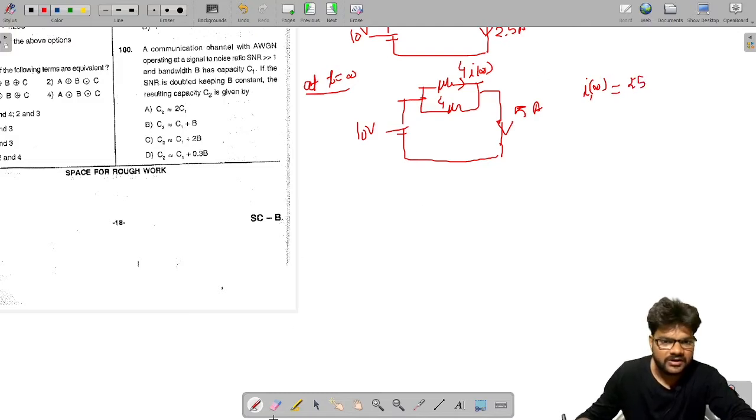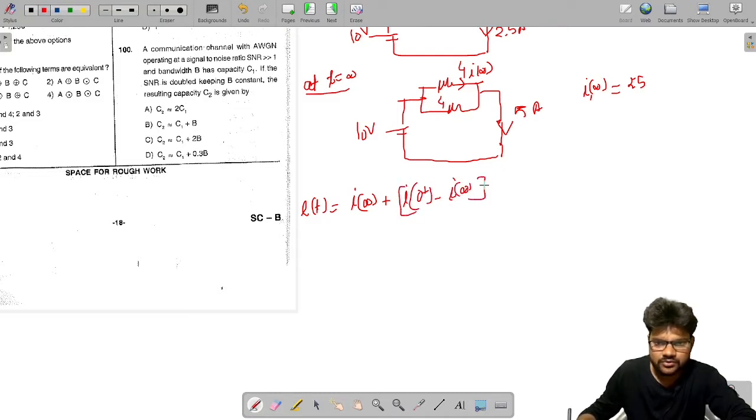Now let us apply the transient equation. So the transient equation is, we know I of t equals I of infinity plus I of 0 plus minus I of infinity, e to the power minus t by tau. Let us find out tau also.